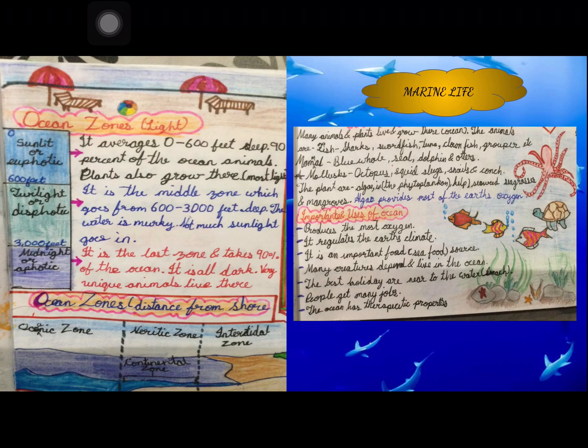It averages from 0 to 600 feet deep. 90% of the ocean animals and plants grow and live here. Because it is the first and most top layer, it has the most sunlight.